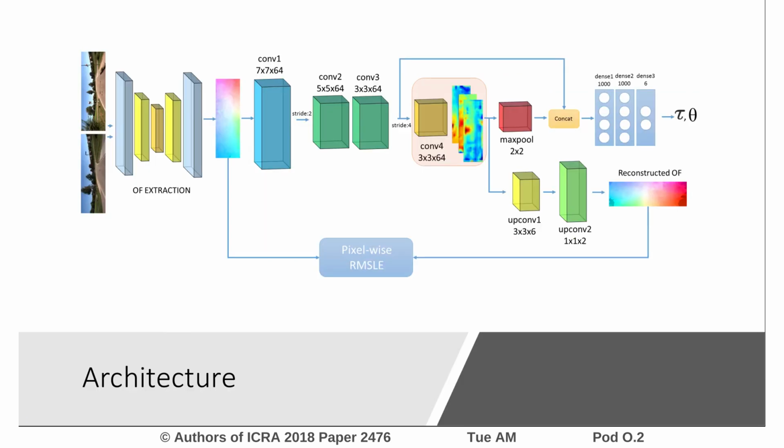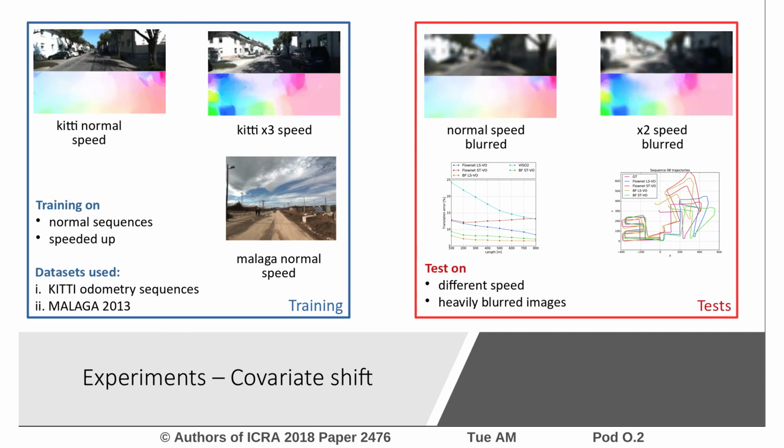The input are pairs of images, and the first part of the network is FlowNet. The two branches are the decoder part of the auto-encoder for learning the optical flow subspace, and a standard convolutional VO architecture to learn the motion estimate. Both error signals back-propagate to the encoder part of the auto-encoder. The features learnt in this way are well suited for motion estimation.